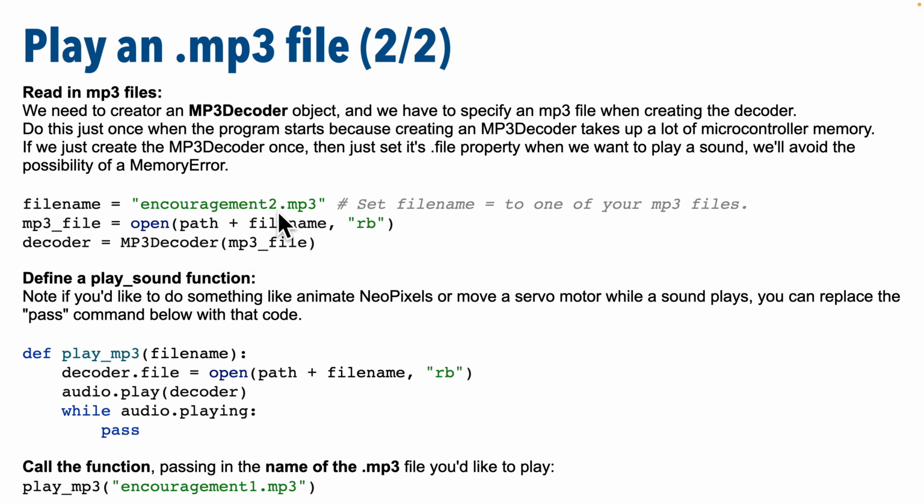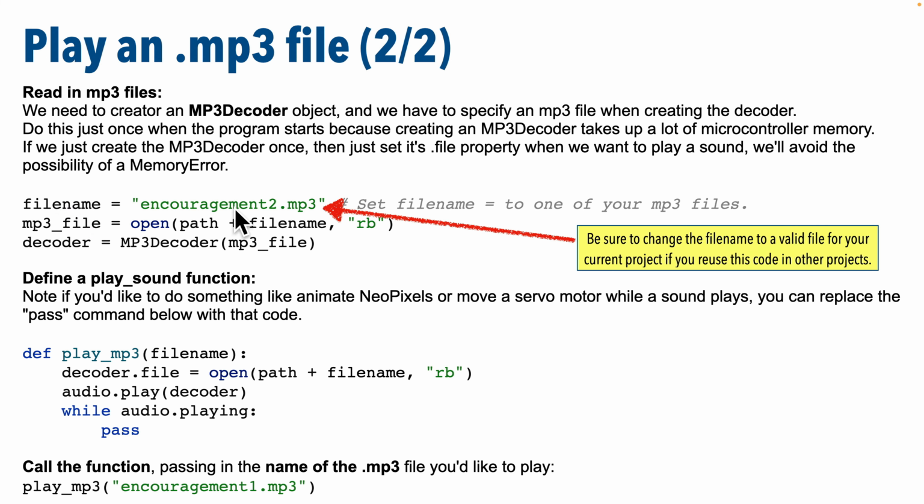So this is what we're going to do. We're going to set the file name variable to a valid file name. Be sure to change this if you use this code in future projects with different file names. Then we read in our MP3 file using the open statement. We pass in the path, our folder, and the file name. RB means we read the binary values, the raw data from the file. Then we use this MP3 file to create the MP3 decoder object, and we call it decoder.